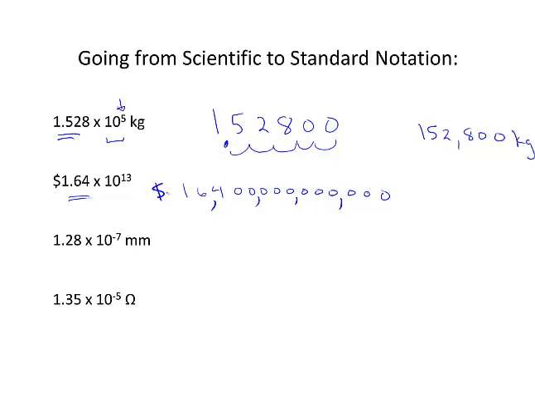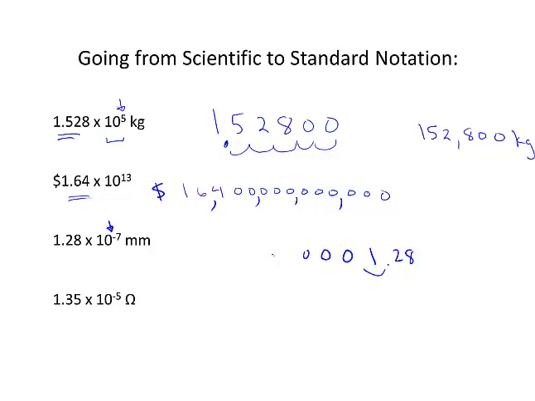Two more. Let's look at a couple where we've got negatives. 1.28 times 10 to the minus 7 millimeters. Okay. Now here I've got the minus 7, so this means this is going to be a very small number. Of course, this means I'm going to have a lot of zeros to the left of the 1. So I'm going to start with my 1.28, and then I'm going to move that decimal. I had to move it 1 spot. I'm going to end up moving it 7, so I'm going to need 6 zeros.